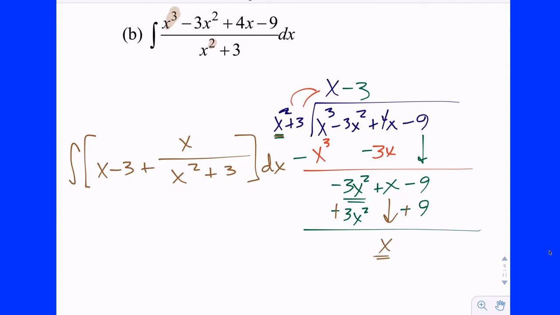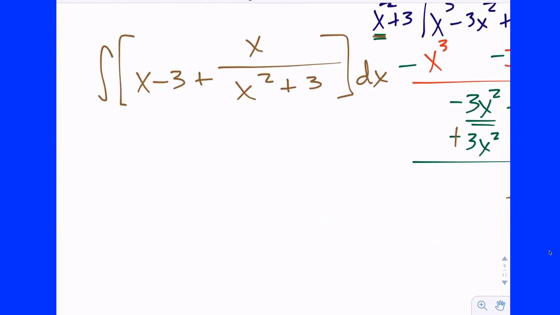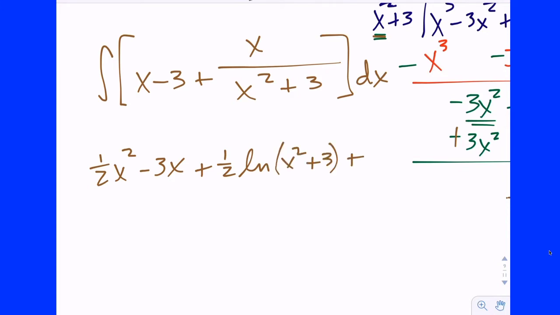Now we have 3 terms. The first 2 are a piece of cake. Integrating from left to right, we get 1/2 x squared minus 3x. And the last piece, we're off by a 2, so we have a correction of a 1/2, and it becomes a natural log rule. Again, no absolute values required. Long division, another bona fide strategy.